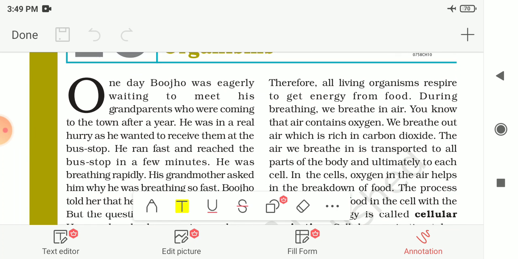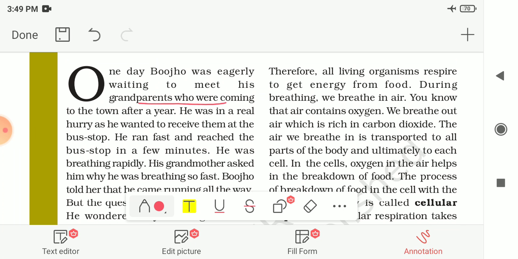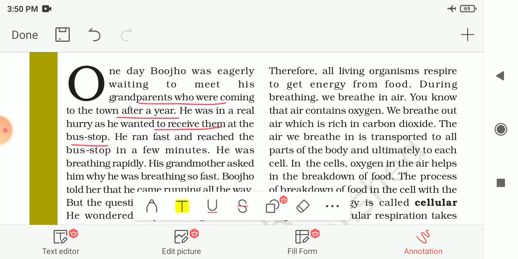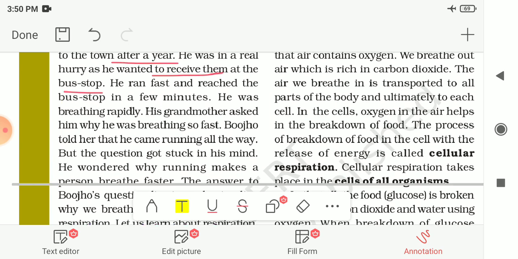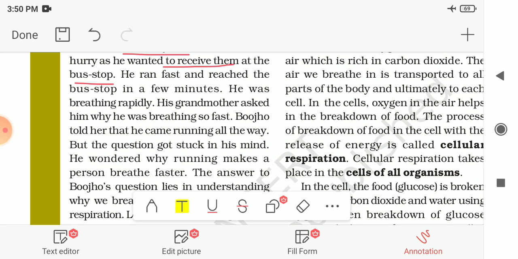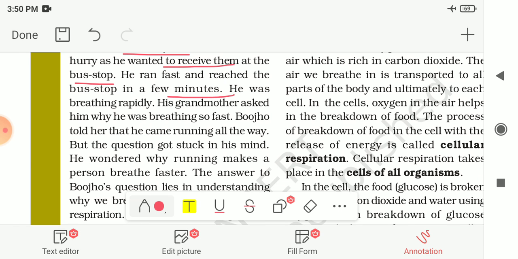One day, Bujaha was eagerly waiting to meet his grandparents, who were coming to the town after a year. He was in a real hurry as he wanted to receive them at the bus stop. He ran fast and reached the bus stop in a few minutes, and he was breathing rapidly. His grandmother asked him why he was breathing so fast, and Bujaha told her that he came running all the way.